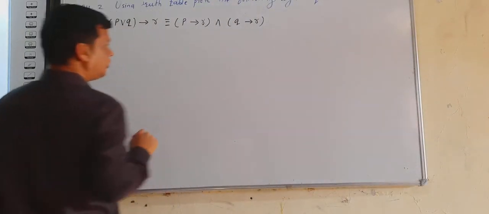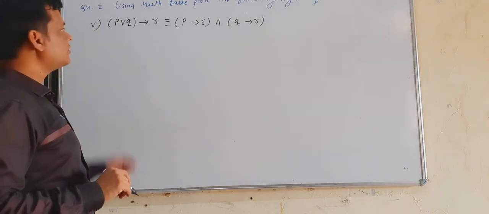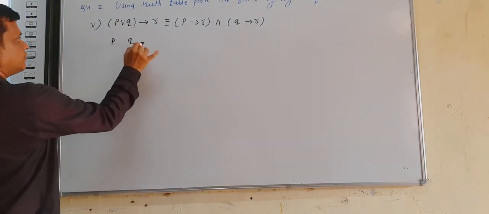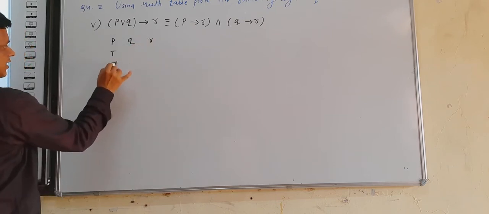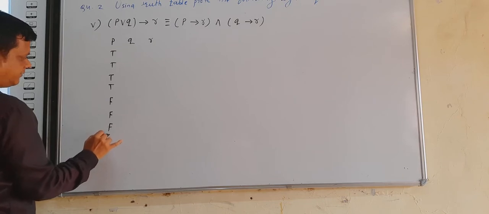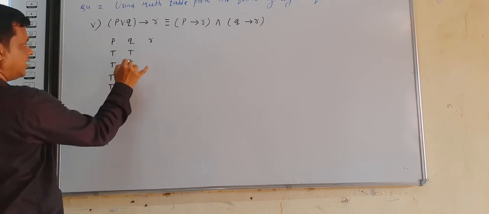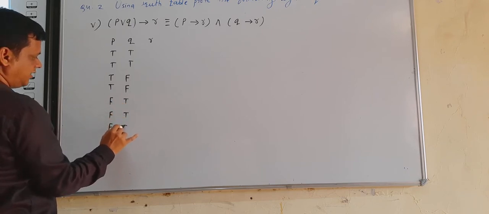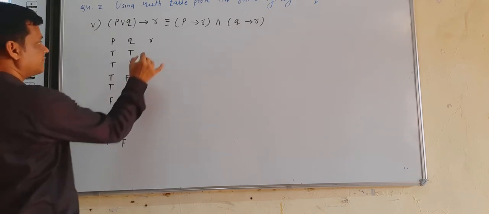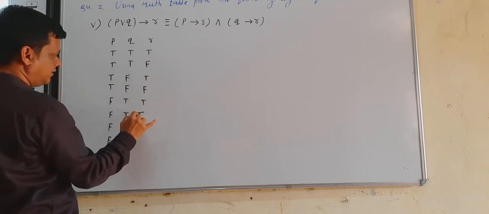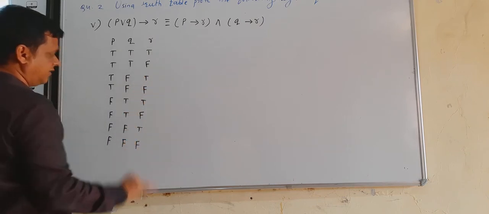Now here the total number of statements is 3. So we have to take 8 truth values first. T, T, T, T, F, F, F, F. T, T, F, F, T, T, F, F. T, F, T, F, T, F, T, F.